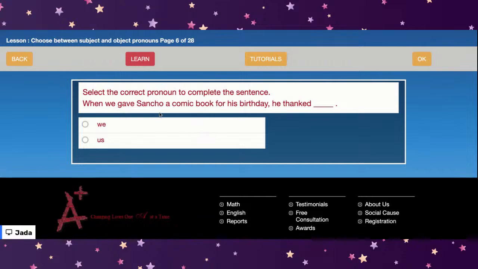When we gave Sancho a comic book for his birthday, he thanked us or he thanked we? Which one? He thanked us or he thanked we? He thanked us. Okay, he thanked us.